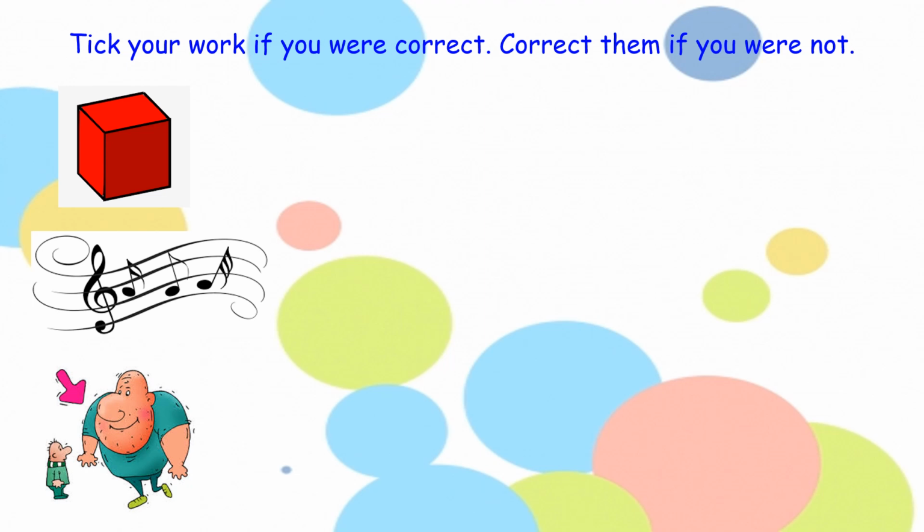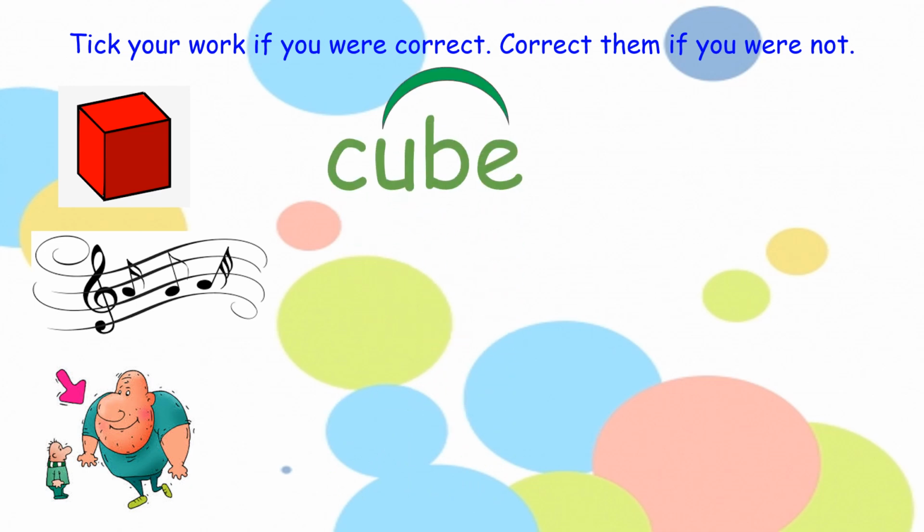Okay, now let's go through our spellings. How many sounds do we have in the word cube? Well done, we have 3 sounds, so put up your 3 fingers. Let's say our word cube. Let's pinch our sounds. K-u-b, cube. There's the word.